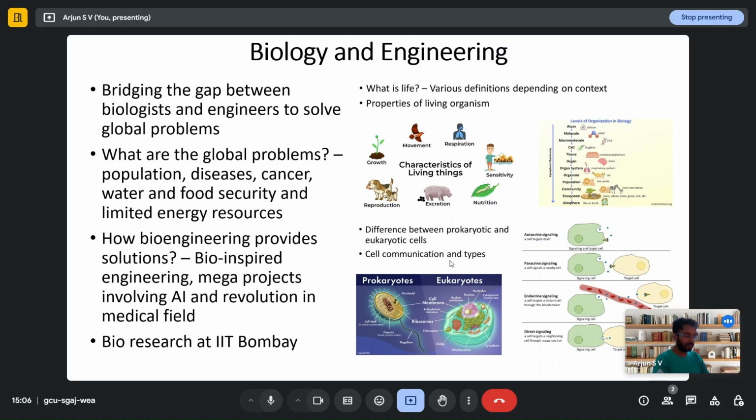We also saw more about the revolution in medical research, where we saw personalized omics technologies, and we also saw some of the biological research going on in IIT Bombay. And after that, in week one, we saw more about life processes and the cell.